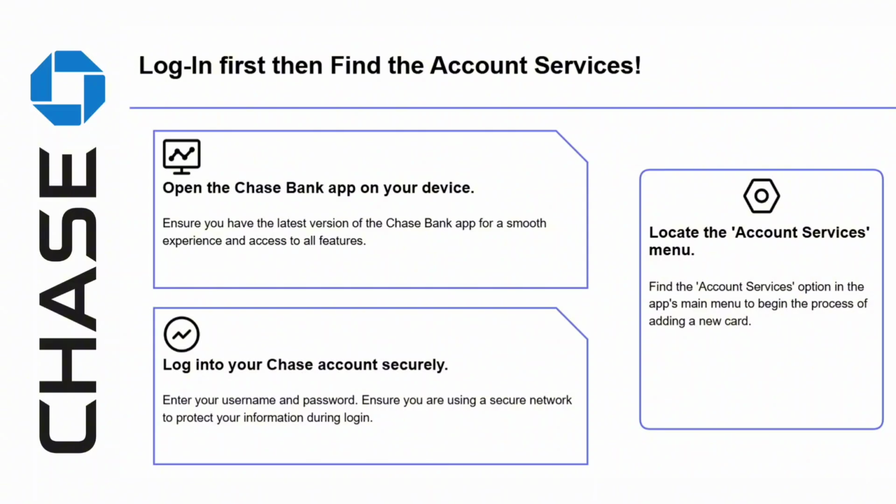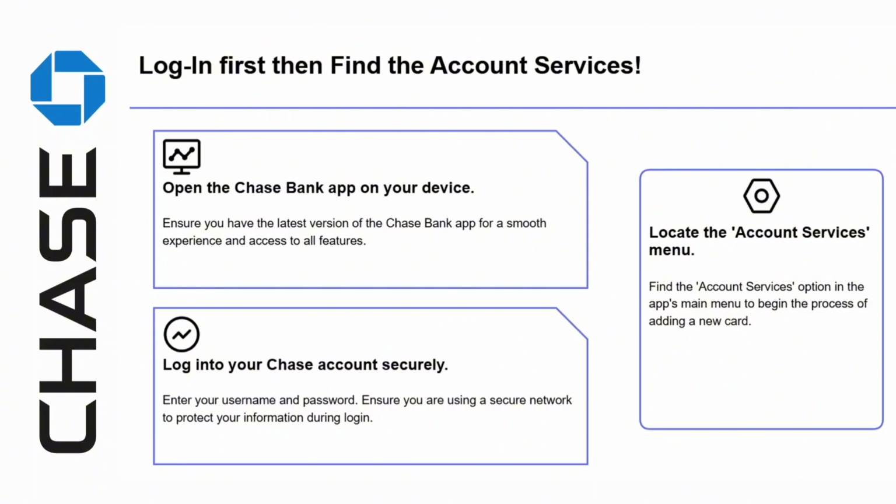Open the Chase Bank app on your device. Ensure that you have the latest version of the Chase Bank app for a smooth experience and access to all their features. Now, after opening the application, make sure that you have already logged in into your account. So you have to locate the account services menu that you can find at the top left corner of the screen, or this hamburger icon.